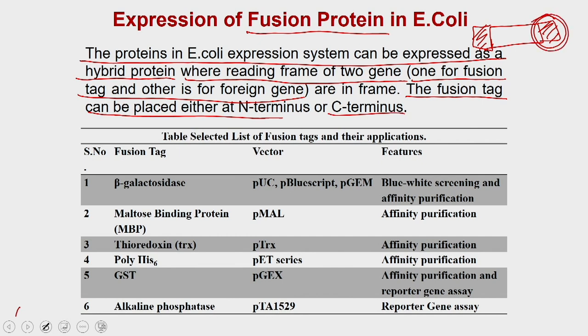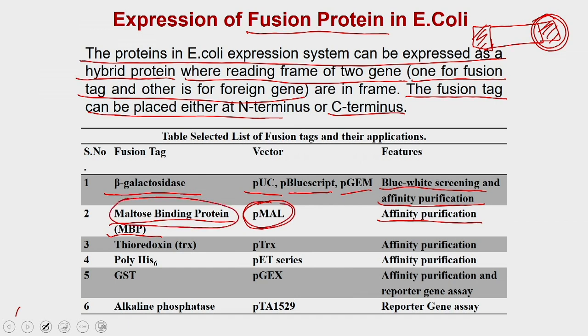There are many different types of tags available for these applications. You can have beta-galactosidase as an enzyme tag, and the vectors you can use for this purpose are pUC, pBluescript or pGM. What is the advantage of this type of tag? You can use it for blue-white screening, as well as for affinity purification. Similarly, you can have the maltose binding protein, or MBP. The vector where MBP is already cloned is called pMAL, and it has the advantage that you can use the maltose binding protein as a tag to purify using affinity chromatography. Similarly, you have thioredoxin, or TRX, as a fusion tag.